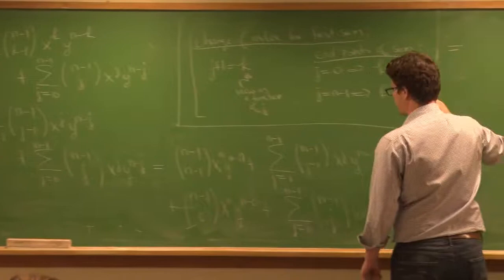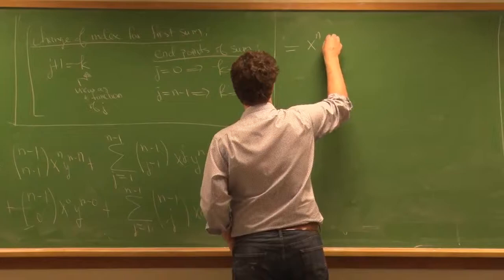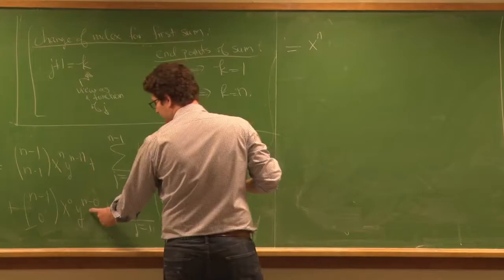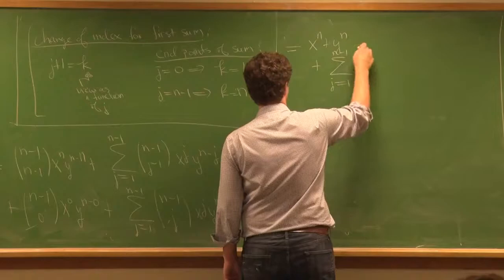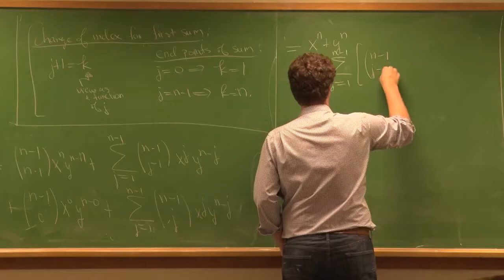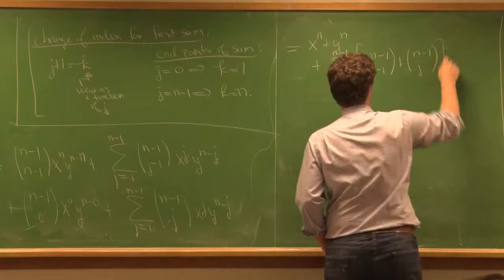This term here, I claim that that's 1. So this is just x to the n, plus this other term up here, which is also y to the n. I'll do a little side work to show you that. And then I'm going to collect these sums, j equals 1 up to n−1, and now I get to collect the coefficients: (n−1 choose j−1) plus (n−1 choose j), times x^j y^(n−j), like so.